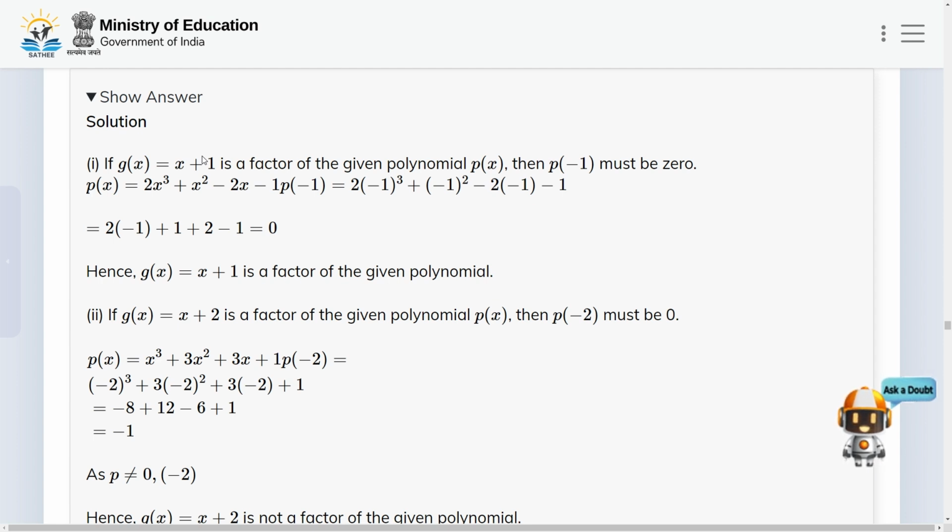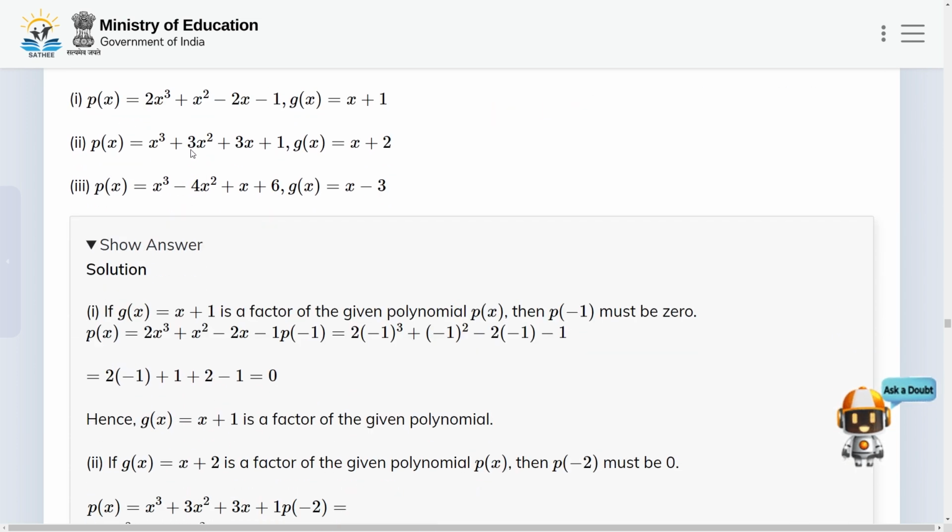And this is equal to 2 times minus 1 plus 1 plus 2 minus 1, which is equal to minus 2 plus 1 plus 2 minus 1. Here minus 2 plus 2 will cancel, and minus 1 and plus 1 will cancel. And ultimately we will get this equal to 0. So hence g of x equal to x plus 1 is a factor of the given polynomial. So now let us move to the next one.